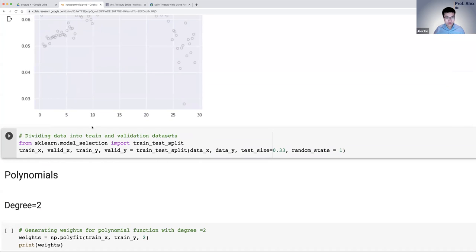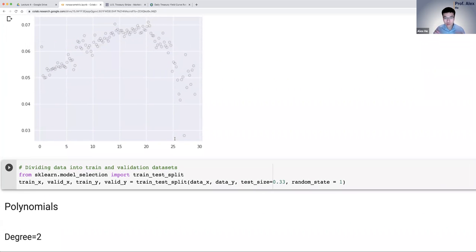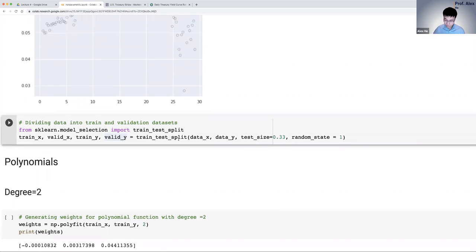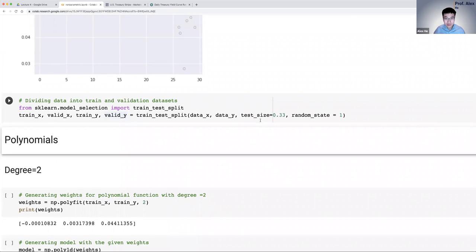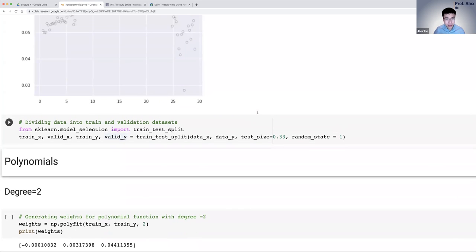Okay, so what we'll do is to first split our sample into a training set and a validation set or a test set. And then we would estimate whatever model we have in the training set and then evaluate that in the validation set to see what is the out of sample prediction. Okay. So first, let's split it into the training and validation set. So the training set is about 2/3 of the data, about 70, 80 observations, and then the rest, about 1/3 of the data, is the validation set.